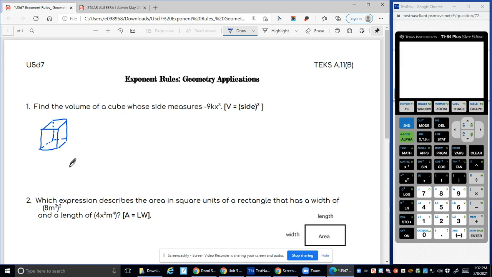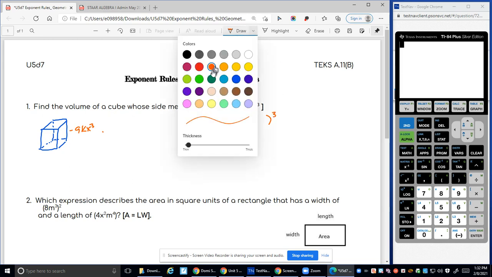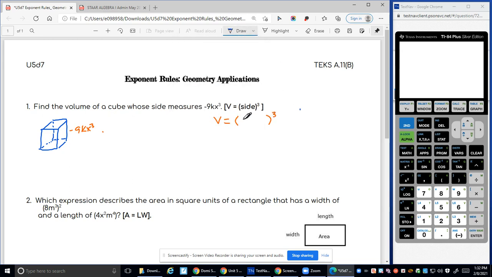There's our cube. Now all the sides are equal, and one side measures this. So I'm going to label my drawing with negative 9kx to the third. Basically we're just going to plug it in. Find the volume, that's what V's for. We leave that empty, put the little 3, and inside we plug in negative 9kx to the third.